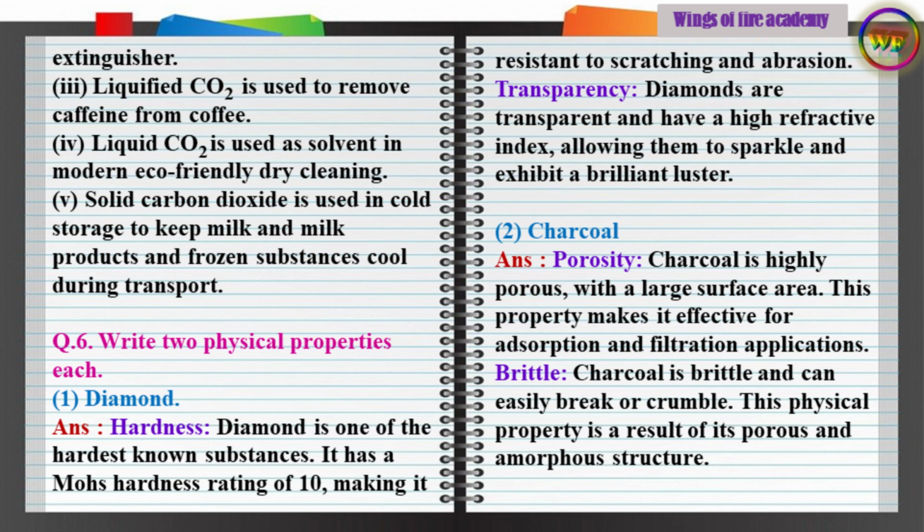2. Charcoal. Answer. Porosity. Charcoal is highly porous with a large surface area. This property makes it effective for adsorption and filtration applications. Brittle. Charcoal is brittle and can easily break or crumble. This physical property is a result of its porous and amorphous structure.